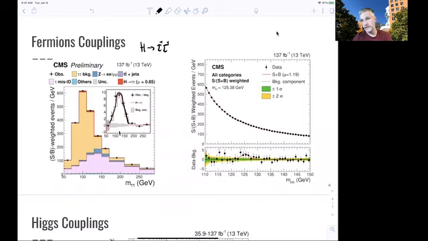Taus themselves decay, and they decay into neutrinos, which cannot be measured at these detectors. Therefore, the mass reconstruction is much harder than in the final state we discussed before.